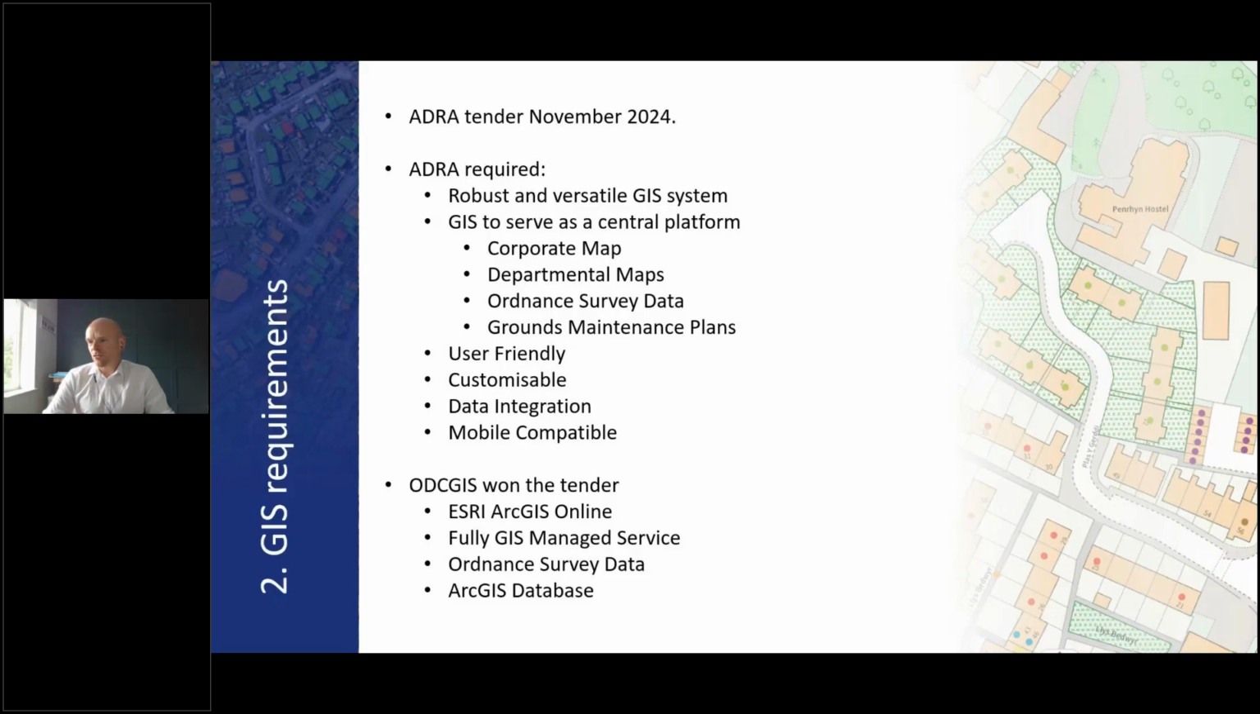So ADRA initiated a tender process in November 2024 to replace their existing Geographic Information System and database. The previous systems just weren't being fully utilised across the business. And what they needed was a versatile and robust GIS that would serve as a central platform for managing, visualizing, and analyzing spatial data. So this would consolidate fragmented data sets, creating a single source of truth for all property and tenant information and enabling integrated decision making as well.